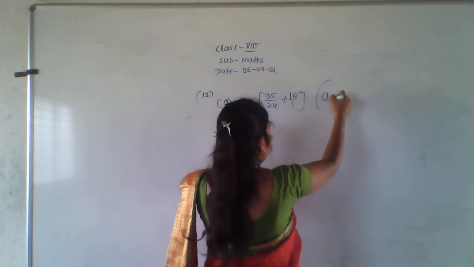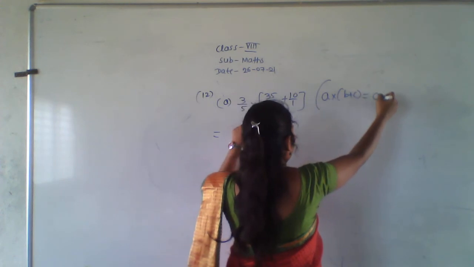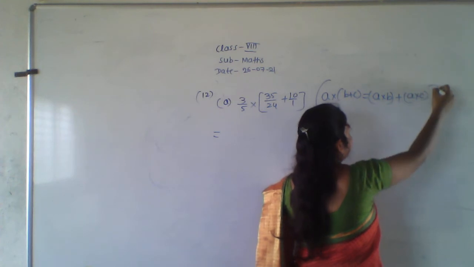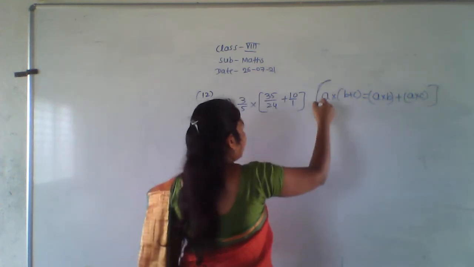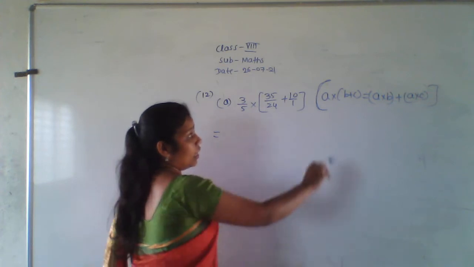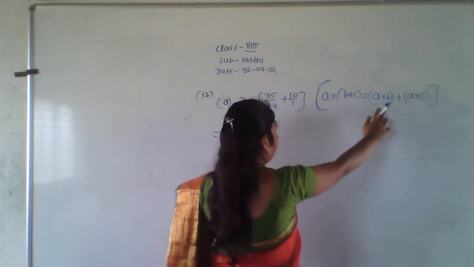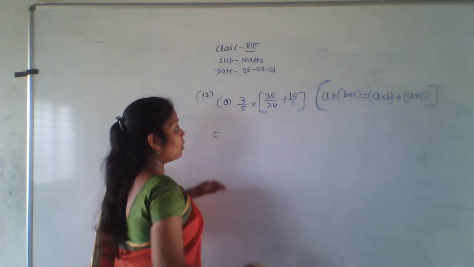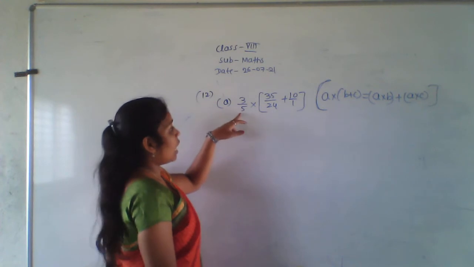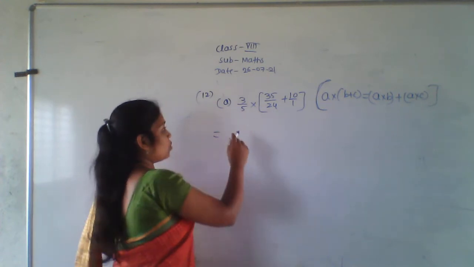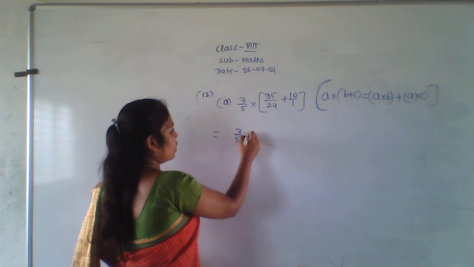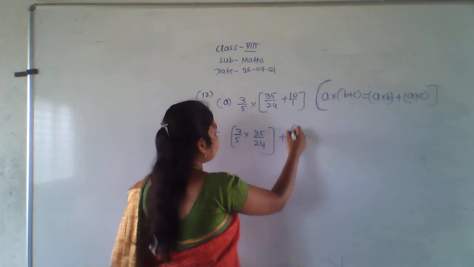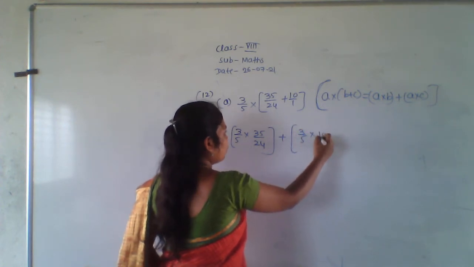That is, a into b plus c is equal to a into b plus a into c. Okay, so the distributive property of multiplication over addition. That we have to use, and we have to solve these problems. Start with the first one, that is 3 by 5 into 35 by 24, next plus 3 by 5 into 10 by 1.